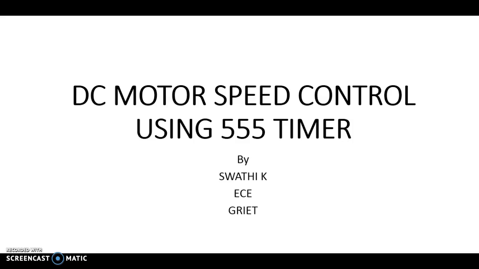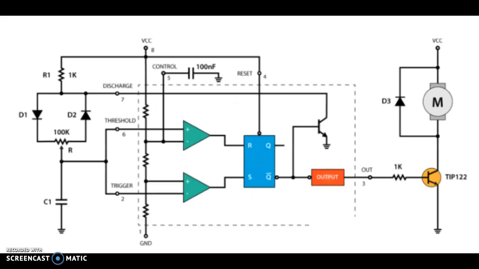I have chosen DC motor speed control using 555 timer as my project, and I have implemented this using Eagle software. And this is the block diagram that I have implemented. The center one is the 555 timer, and these are the components required to control the speed of the motor. Using this potentiometer, I can control the speed of the motor by varying the resistance of this potentiometer.